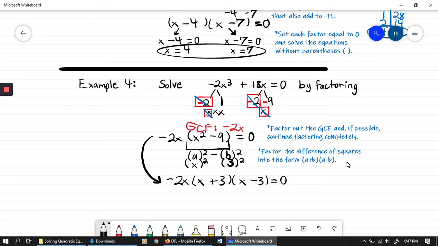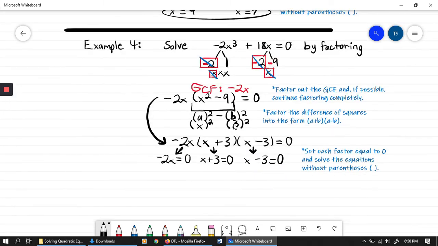So now what we need to do is use the zero product property, and we need to set each factor equal to 0. Now, I know you're looking, okay, Mr. Starkey, in all the other ones, we only had 2 factors. But in this one, we've got 3 factors. You're right. We do have 3 factors. We've got negative 2x, we've got x plus 3, and we've got x minus 3. So we need to set all 3 of these factors equal to 0 and solve.